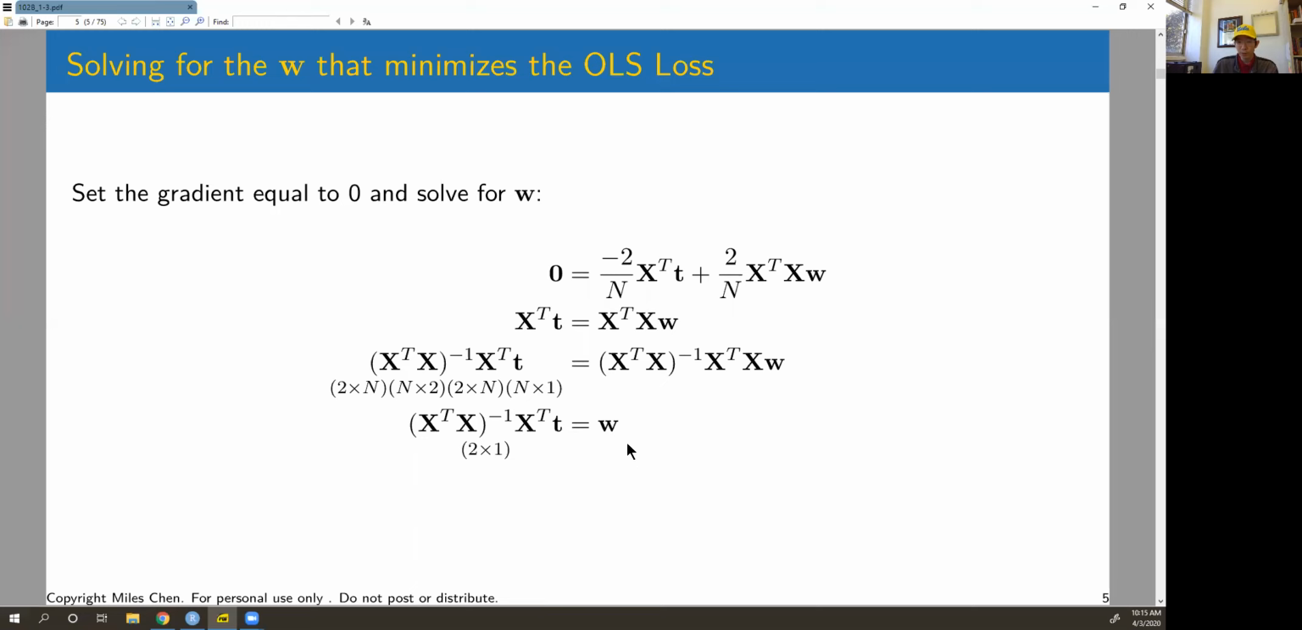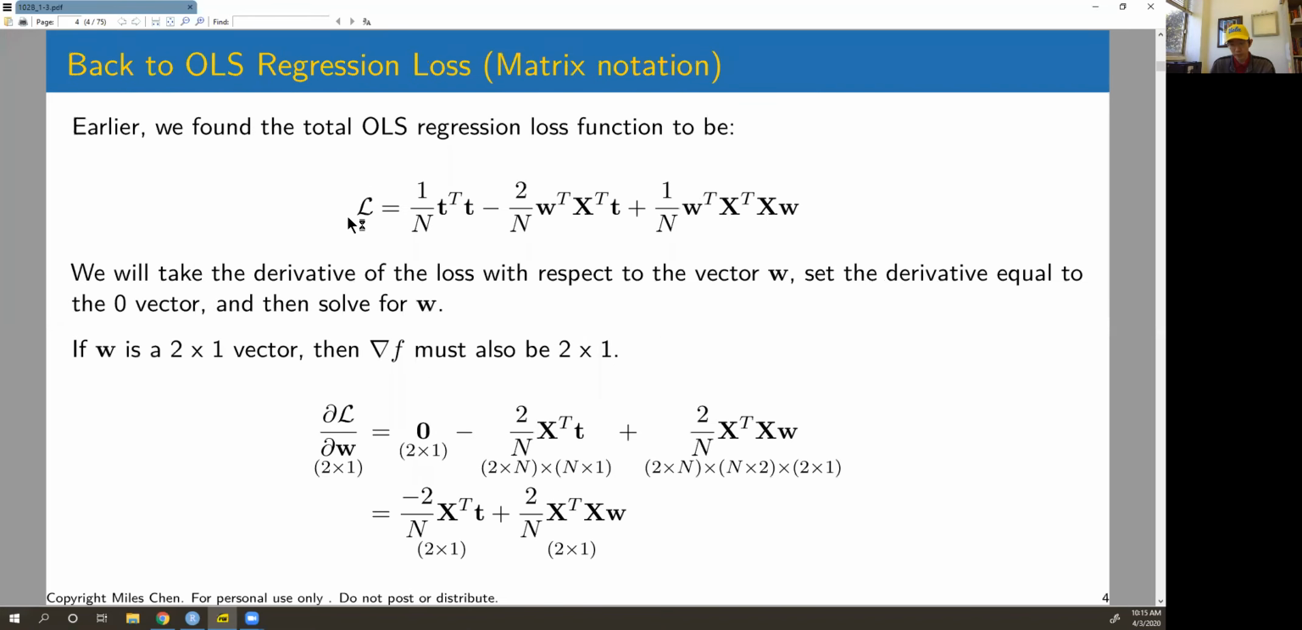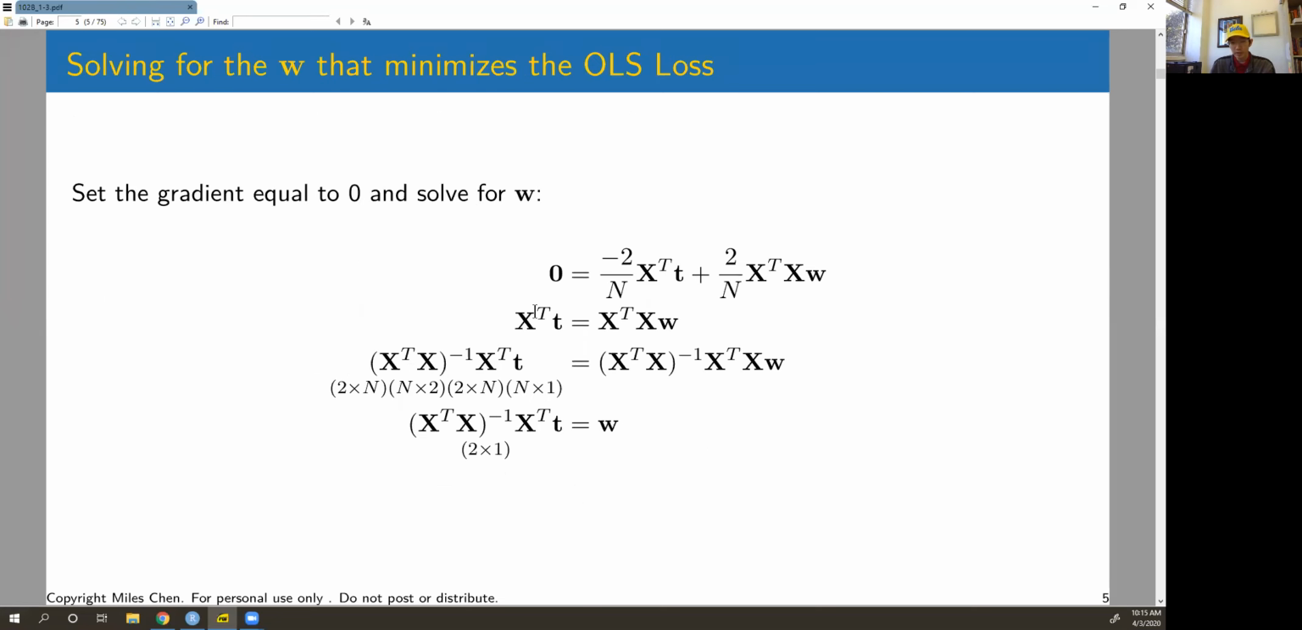And so therefore, the value of W that solves, sorry, let me mute my phone here. The value of W that minimizes the loss function, that solves this thing where we've set the gradient equal to 0, is X transpose X inverse X transpose T.